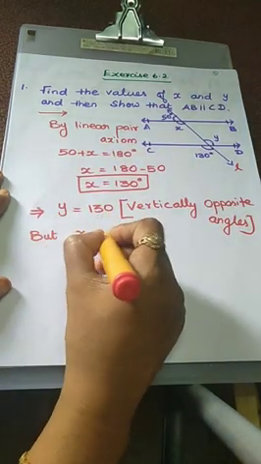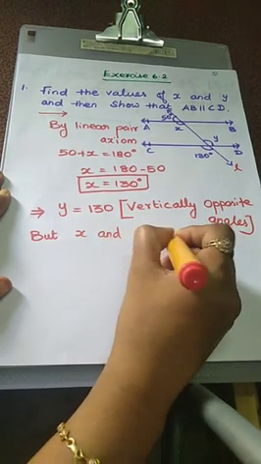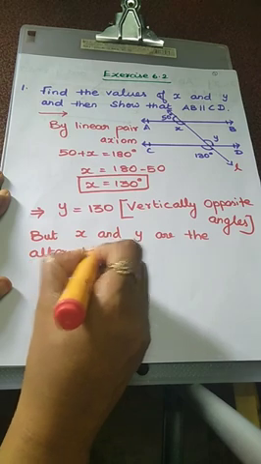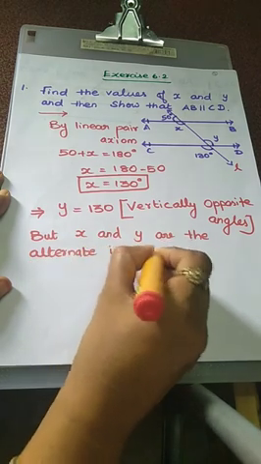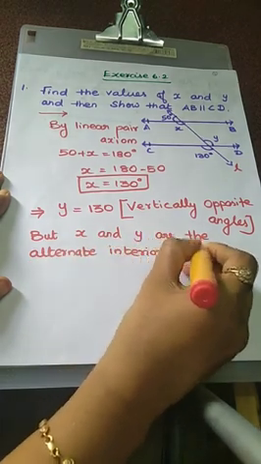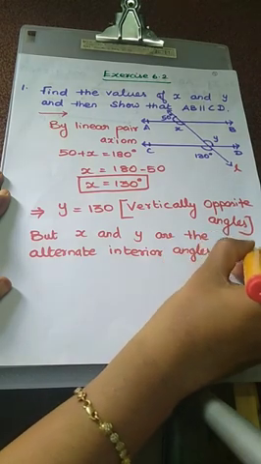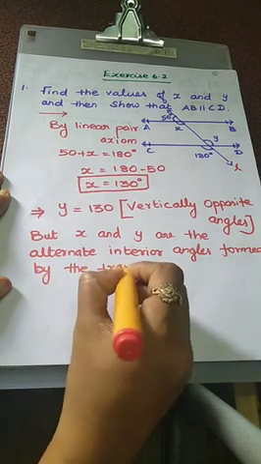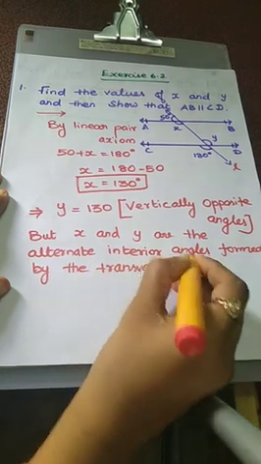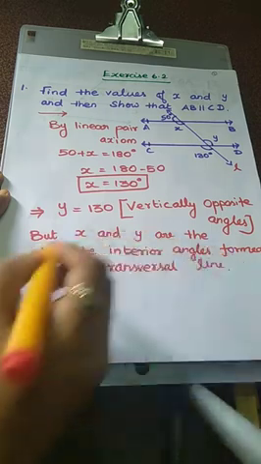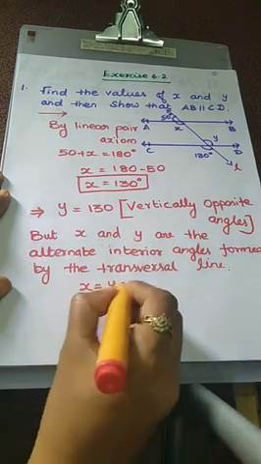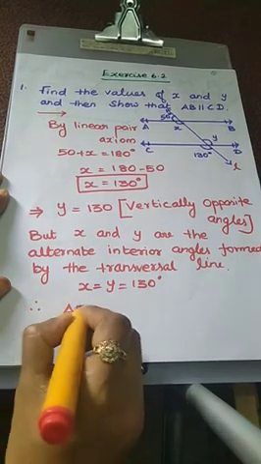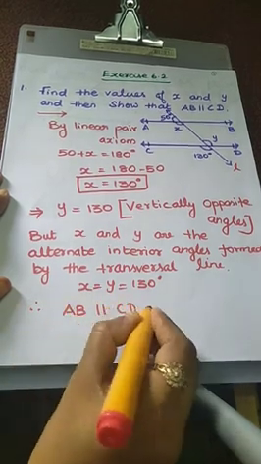So x and y are the alternate interior angles actually formed by the transversal line. Okay, x is equal to y is equal to 130 degrees. Therefore, the line AB is parallel to CD. That's all.